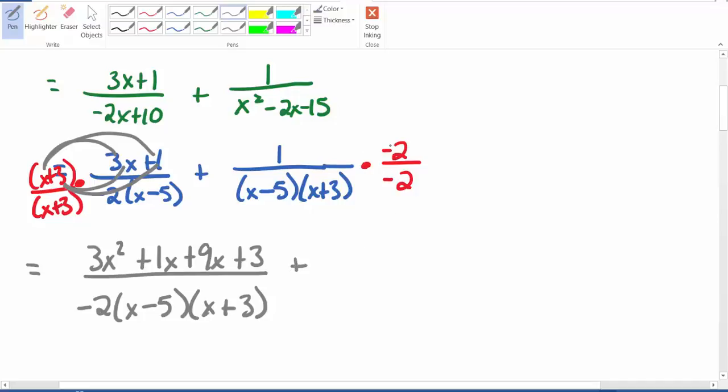Plus, on the right side, we're going to multiply our 1 times our negative 2, giving us just negative 2. On the bottom, we still have that negative 2 times x minus 5 times x plus 3.